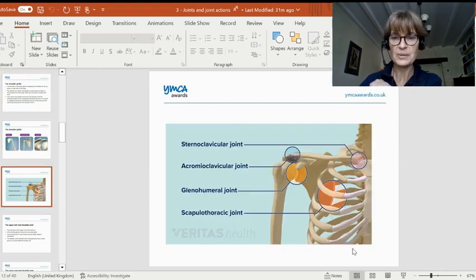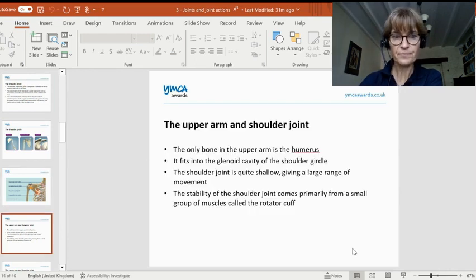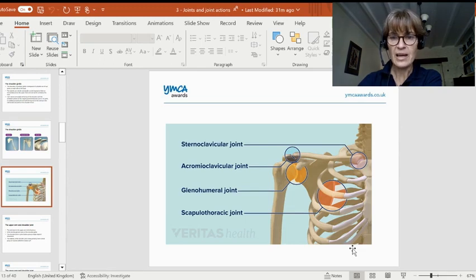So those are the bones, and those are the names of the joints there. So moving on to your upper arm, only one to remember here, we've already seen it, and that's the humerus. Pop back up. And if you can see how it articulates with the scapula in that sort of curved area that's called the glenoid cavity.